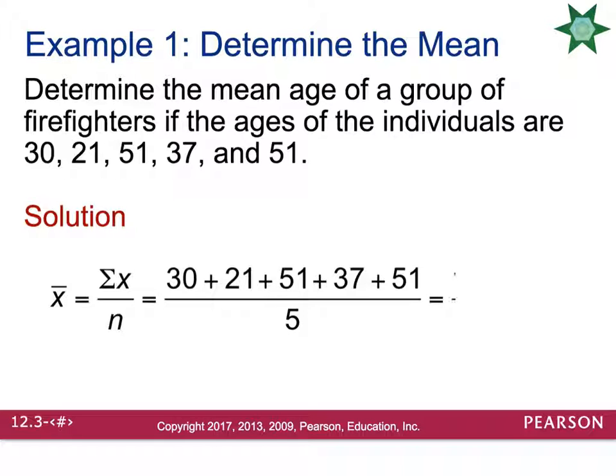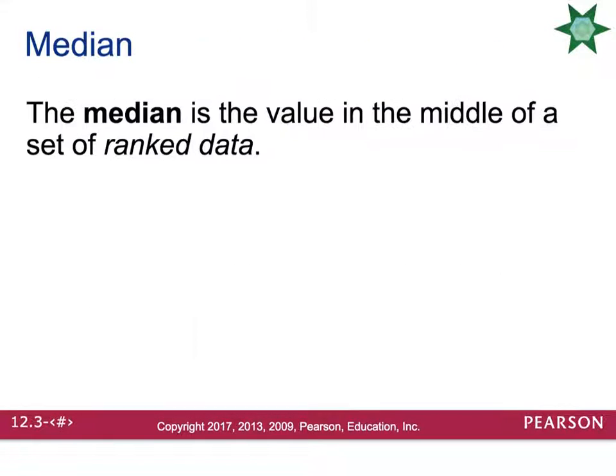So make sure you add the numerator together first. When you add those together, you'll get 190, and then divide that by 5. The average age of a group of firefighters is 38 years old.